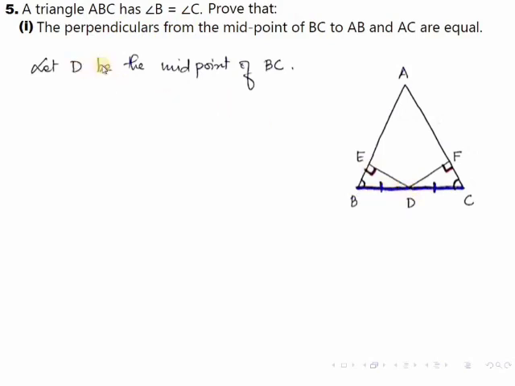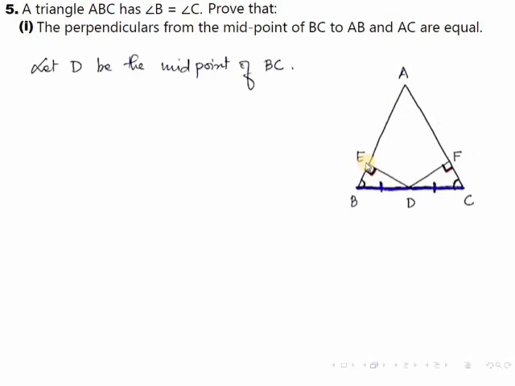So I've taken D to be the midpoint of BC. Now you have to draw perpendiculars from the midpoint, to sides AB and AC. So to side AB, if you draw a perpendicular, I'll name the perpendicular DE. So I say that DE is perpendicular to AB.